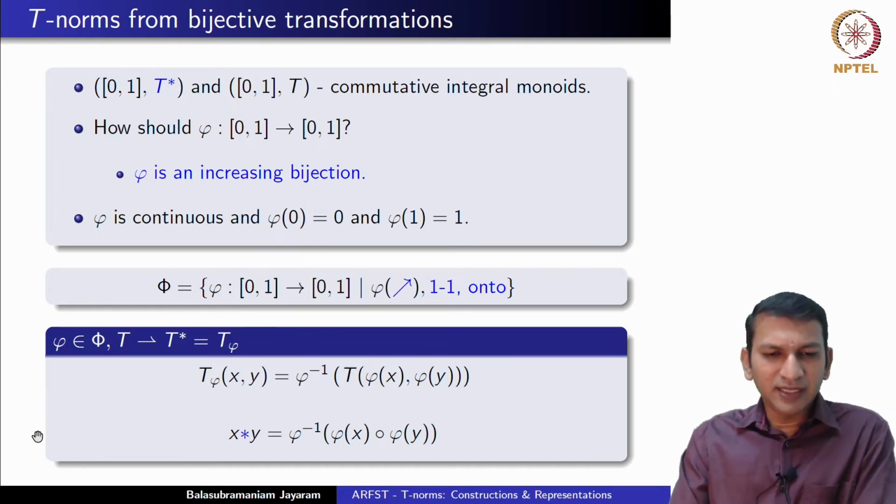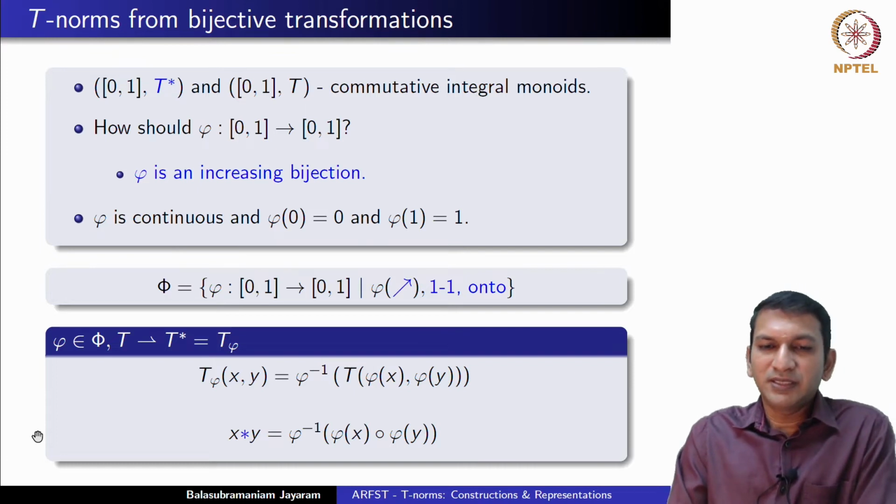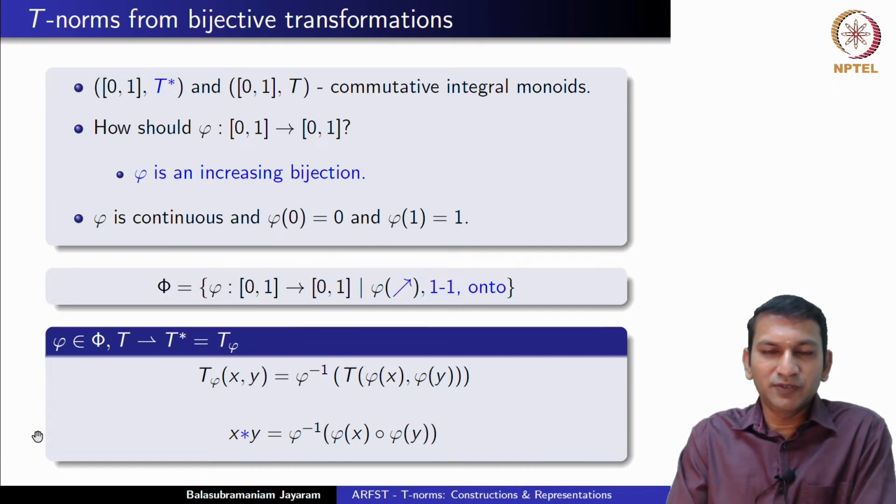And it can easily be seen that such T norms that we obtain, T phi, are in fact T norms themselves. That means they will be commutative, associative, the identity will still be 1 because phi of 1 is 1, and it will also be monotonic because phi is an increasing bijection.